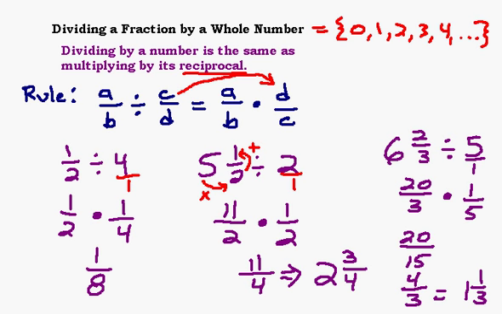If you did cancel up here, you would have canceled the 5 goes into 5 once with the 20. 5 goes into 20 4 times. And then multiplying straight across, 4 times 1 is 4. 3 times 1 is 3. You would have got 4/3 here, and then 1 1/3. So either way, you would have gotten the correct answer.